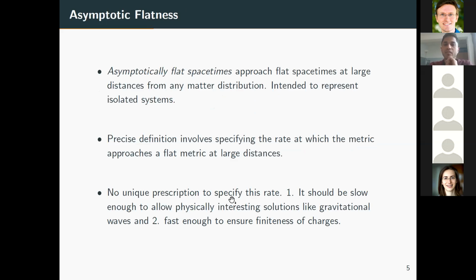A precise definition of asymptotic flatness involves specifying boundary conditions, or the rate at which the metric approaches a flat metric at large distances. There's no unique prescription to specify this rate, but it should be slow enough to allow for physically interesting solutions like gravitational waves and black holes and so on. And it should be fast enough to ensure finiteness of the charges associated with the asymptotic symmetries.